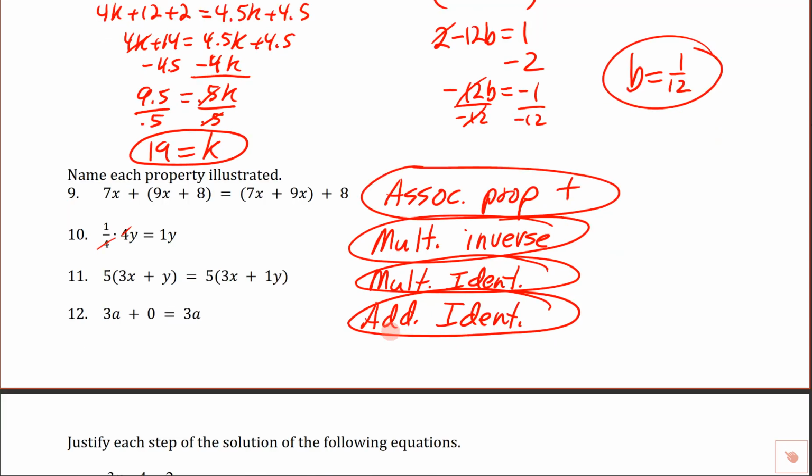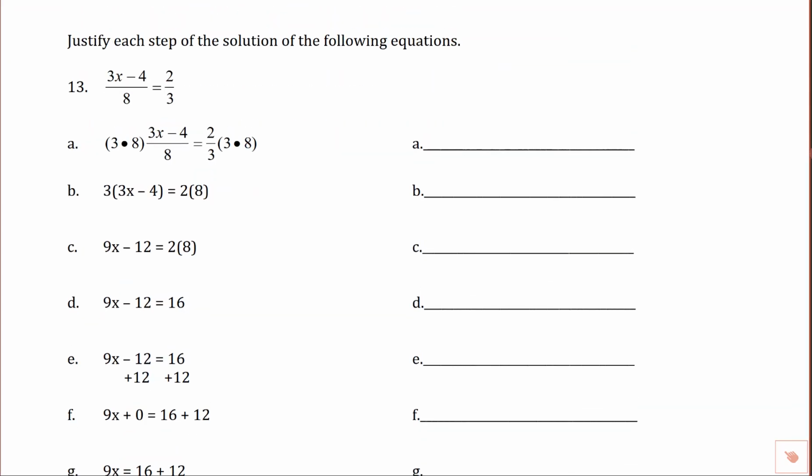Okay, let's take a look at this next page here. On this one, it says justify each step of the solution of the following equation. So I think we've got several of these, so we're going to need to be on our toes. Again, the best way to do this is to look at each line and see what changed from this line to the next line. So we're going to give a justification, a reason for what changed from this line to this line right here. Again, have those properties memorized so you can keep those in mind.